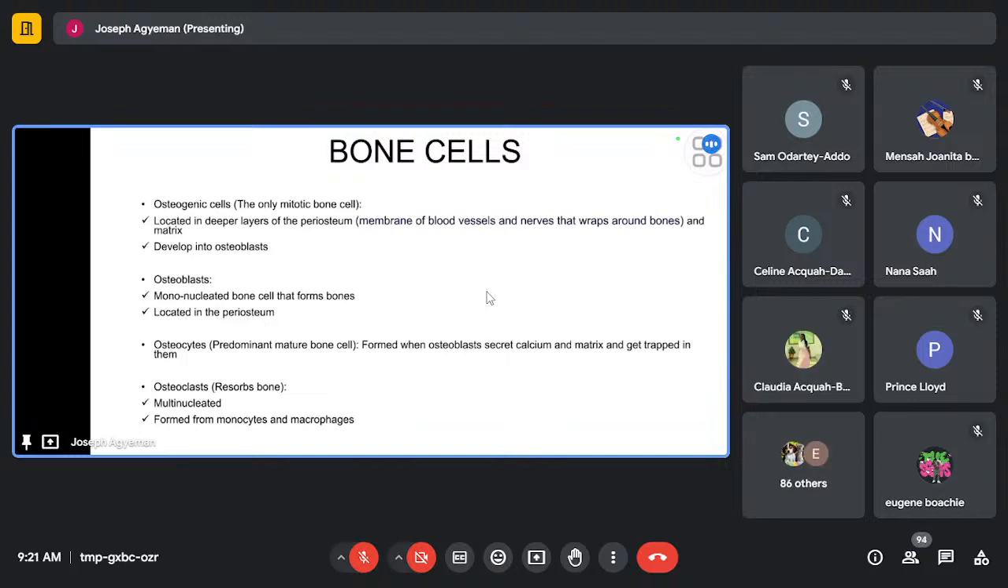Then what will the osteoblasts do and what are they? The osteoblast contains one nucleus and therefore they are termed mononucleated. And they are the cells that form bones. So bone formation is all about osteoblasts that are produced from osteogenic cells. They are also located within that network of blood vessels and nerves that wraps around the bone, that is the periosteum. Then we have osteocytes.